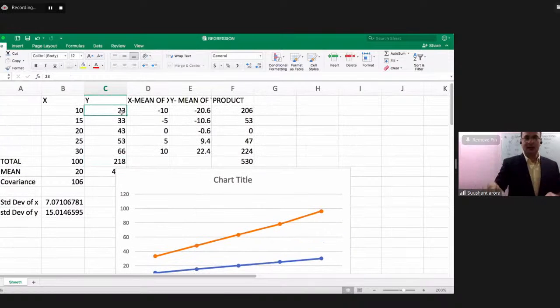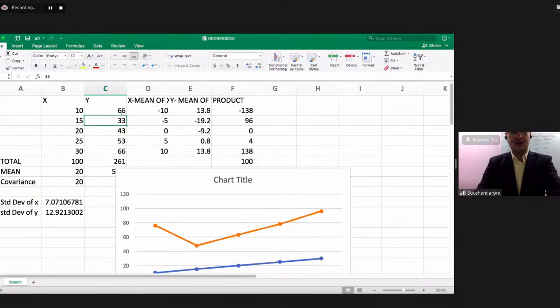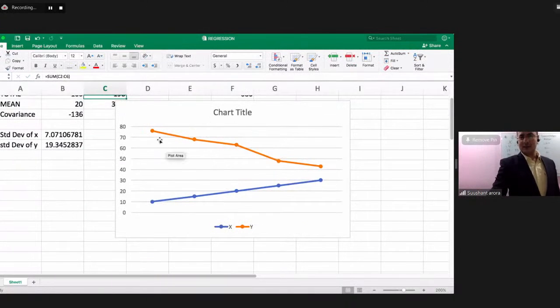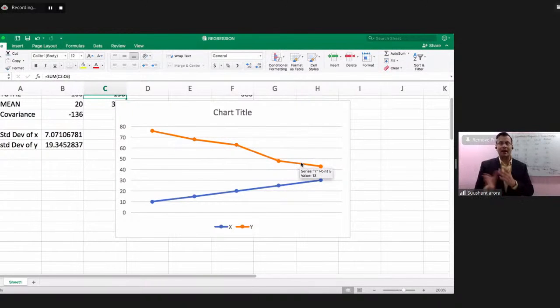If I take the round figures, like 66, 53, 43, then 23, then 13. Then look at the trend. Absolutely falling trend. So this is how we see the relationship between the dependent and independent factors. Okay, guys, I hope that's clear. And we are left with about 10 minutes. So let me take up your queries because I think the chapter has ended.